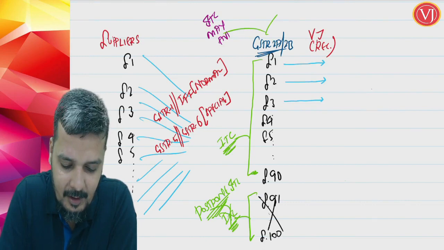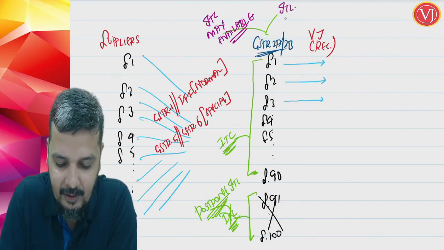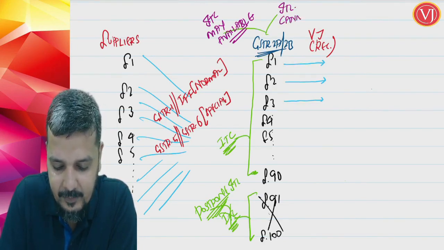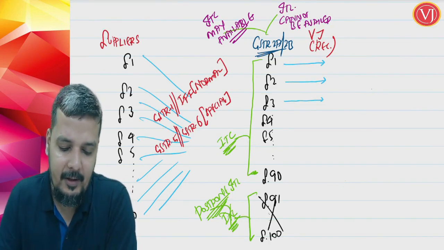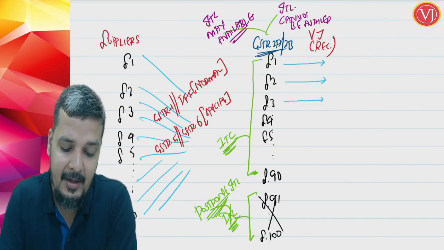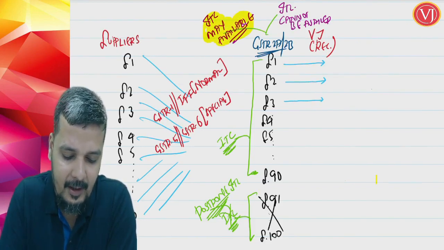ITC may be available. That is the first detail. It will also give you the list of ITC which cannot be availed. So my GSTR 2A/2B itself will recommend. These are all the lists where ITC may be available. Look at the wording: may.